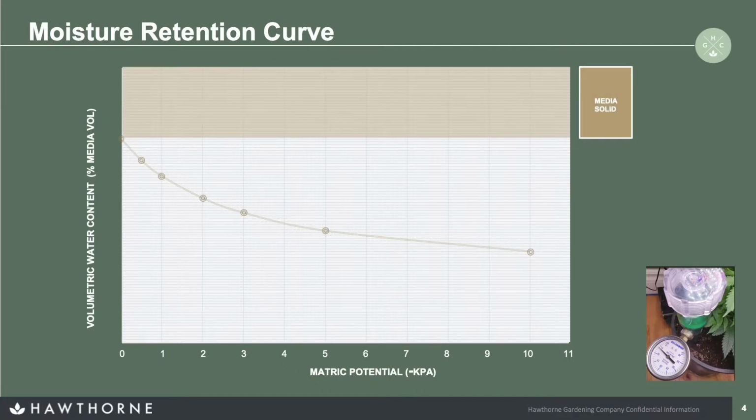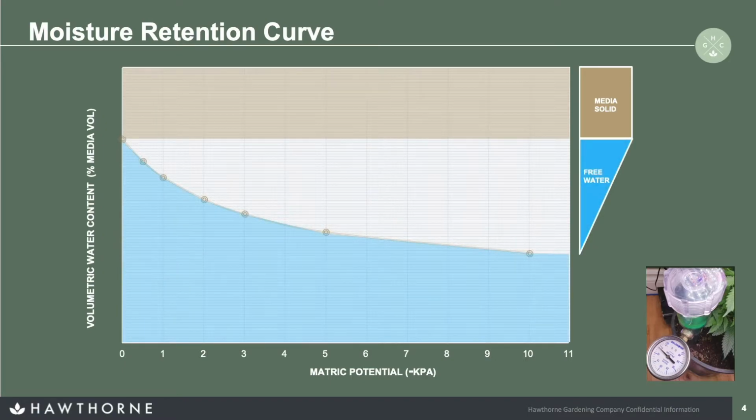The top portion of the curve constitutes the solid matter of the media. So it's either, I would say, Rockwool fiber, the mineral fibers, peat moss, coir fibers, perlite, vermiculite, those kinds of things. So the top portion of the curve above the intersect with the y-axis is the solid matter of the media. That doesn't change, unless the soil gets compacted.